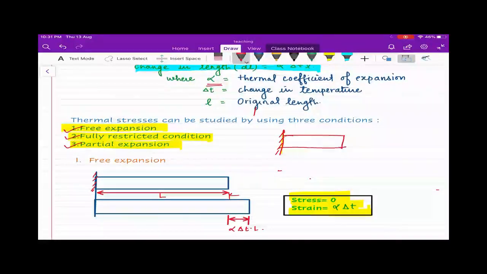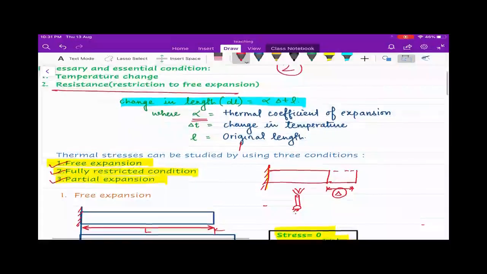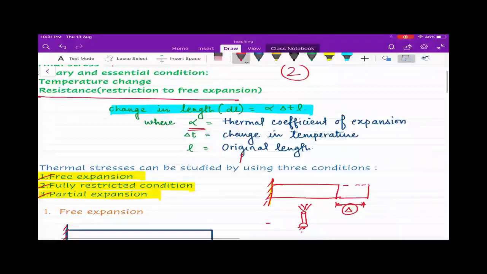Now let's assume there is a rod, and it is heated. As it is made up of engineering material, as soon as we provide heat to this rod, it will try to expand. If there is expansion, this will cause a deformation. So let's see how to calculate this deformation.